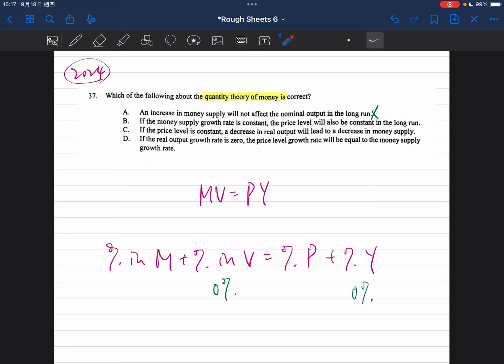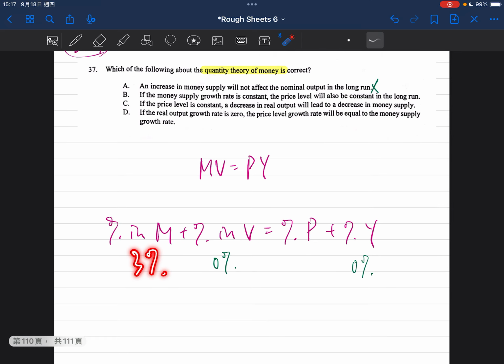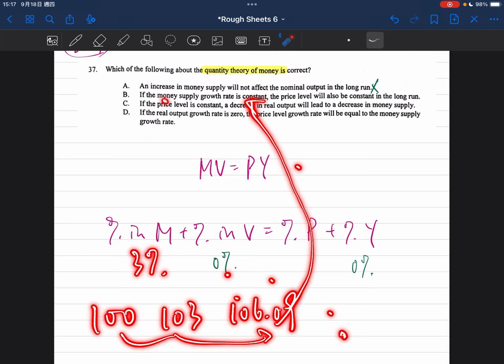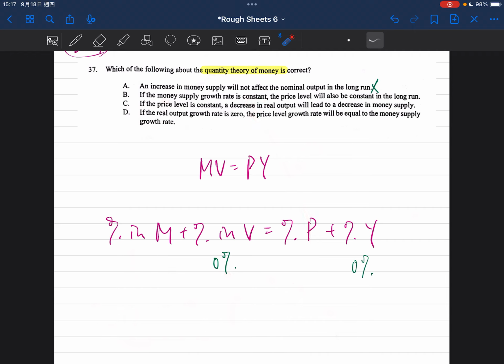It means that it consistently increases by like 3%. So when the first year's money supply is 100, the second year's money supply should be 103, and the third year it should be like 106.09. So this is consistently increased by 3% over years. Yeah, this is the true meaning of the money supply growth rate being constant. Okay, so when we increase consistently by 3%, in the long run we assume real output growth is also 0%.